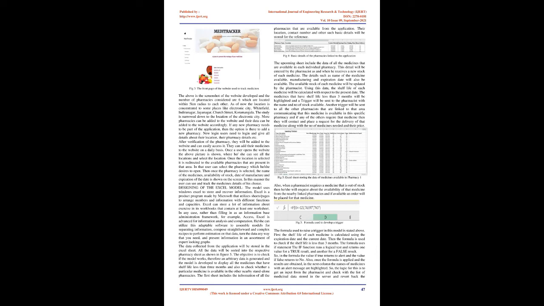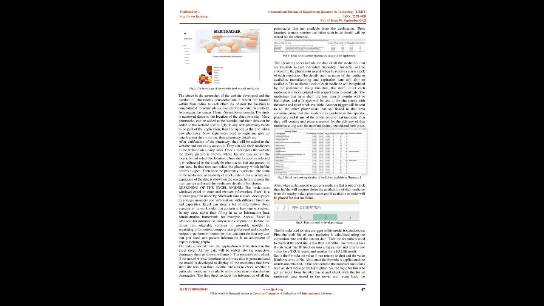The first sheet includes the information of all the pharmacies that are available from the application. Their location, contact number, and other such basic details will be stored for reference. The upcoming sheet includes the data of all the medicines that are available in each individual pharmacy. This detail will be entered by the pharmacist as and when he receives a new stock of each medicine. Details such as the name of the medicine available, and manufacturing and expiration dates will also be available. The available stock of each medicine will be updated by the pharmacist.